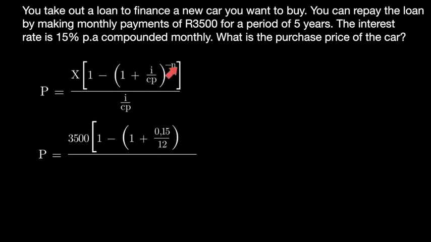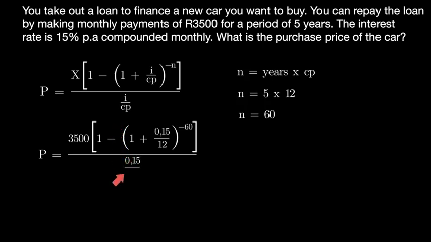Now, n is the total amount of payments that we have to make, and we calculate n by taking the years times the compound periods. There are 5 years, and because it's compounded monthly and there's 12 months in a year, it's 5 times 12, and we end off with 60 payments that we're going to make. So in the place of n, we're going to put 60. And we divide with, again, the I, which is 0.15, and the compound periods is 12.